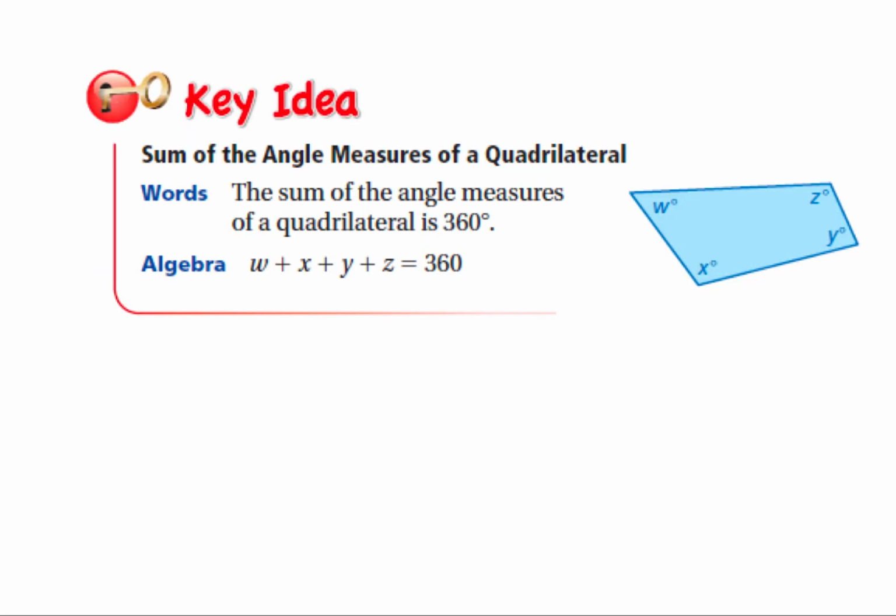All right, so our next key idea is finding missing angles in a quadrilateral. This is just like the triangle work we did earlier on in our lesson, but now instead of 180 being the amount of degrees, quadrilaterals always have a total of 360 degrees. So we add all the angles together and then they equal 360.